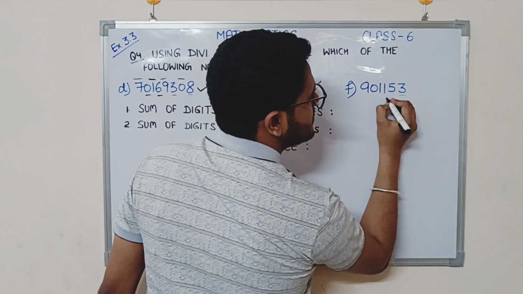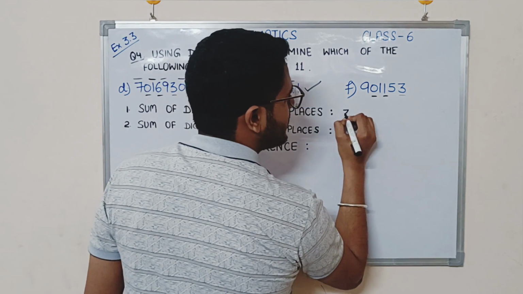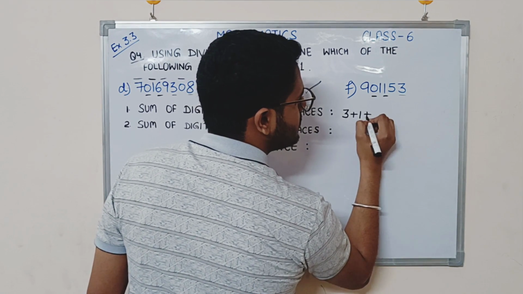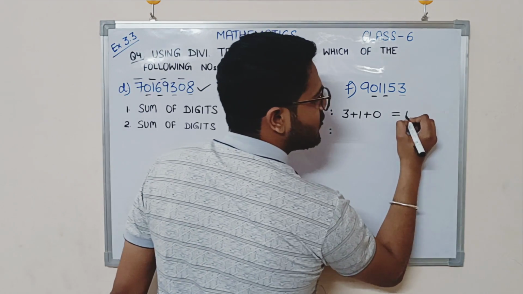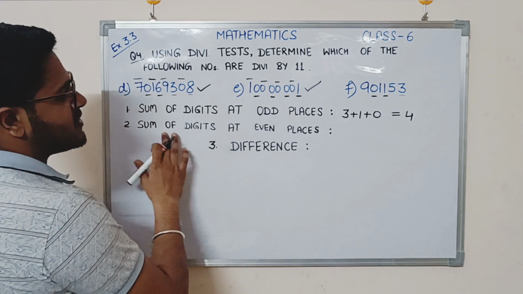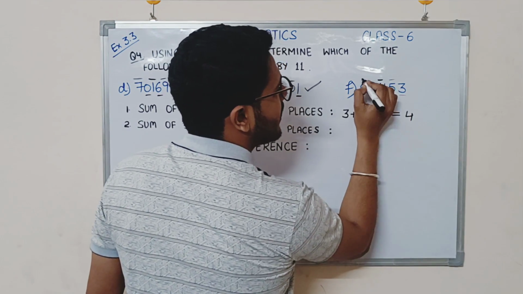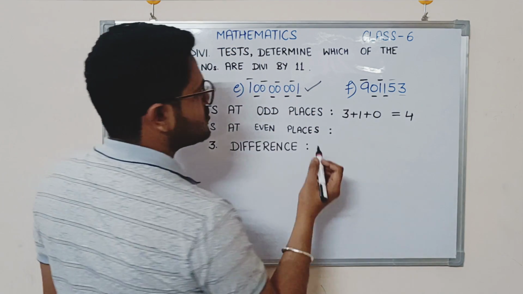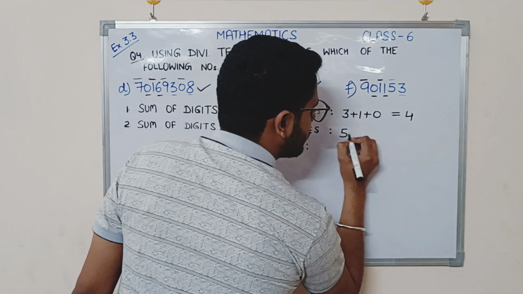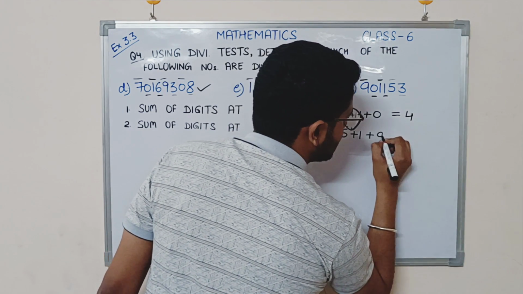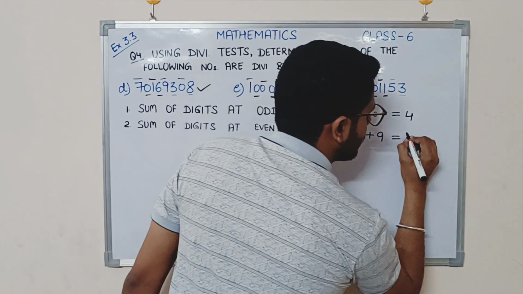Again, sum of digits at odd places. Odd places will be first, third, fifth. Right. So the sum will be 3 plus 1 plus 0. It will be 4. Okay. Now sum of digits at even places will be the 2nd, 4th and 6th place. Right. So the sum will be 5 plus 1 plus 9. 5 plus 1 is 6, 6 and 9 is 15.